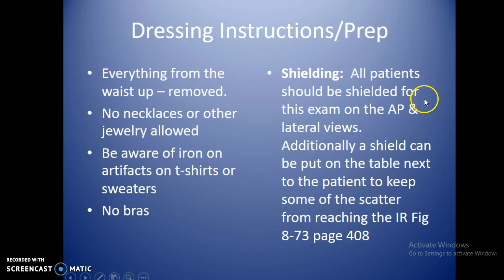Shielding. All patients should be shielded for this exam on the AP and lateral views. And additionally, a shield can be put on the table next to the patient to keep some of the scatter from reaching the IR. I don't know if this page is accurate. I'll have to double check that. But basically, as the patient is lying on their side, you have a shield behind them posteriorly, so that can clean up a little bit of the scatter that's generated because of the heavy thickness of the part being so far away from the, I would say, bucky. So it's generating quite a bit of scatter, and that lead just picks up some of that scatter.